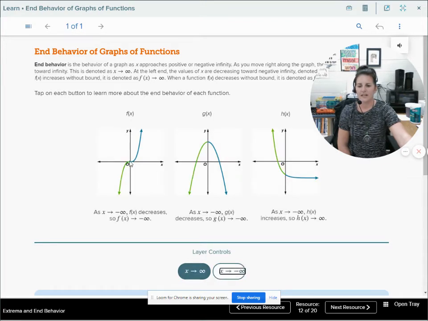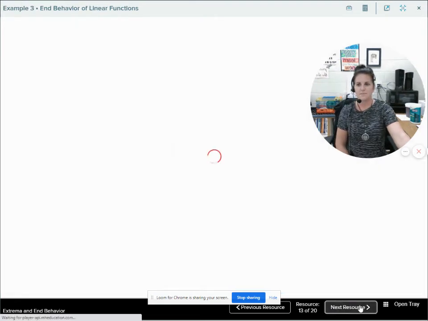Let's look at the other side of things. As X is going to negative infinity, what's happening to f of X? It's going to negative infinity. It approaches. That's why we do the arrow. As X is going to negative infinity, g of X is going towards negative infinity, approaches negative infinity. And in h of X, as X is going towards negative infinity, my h of X is going up forever and ever towards positive infinity.